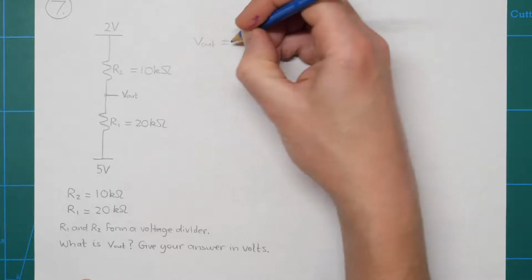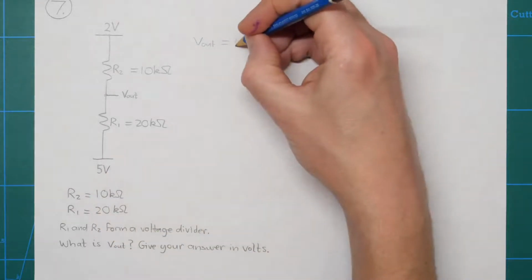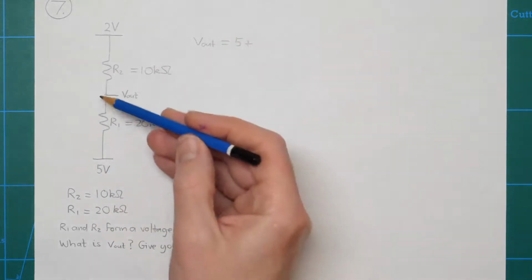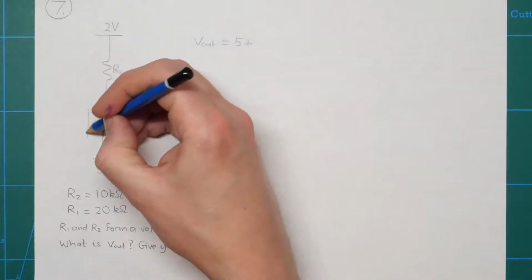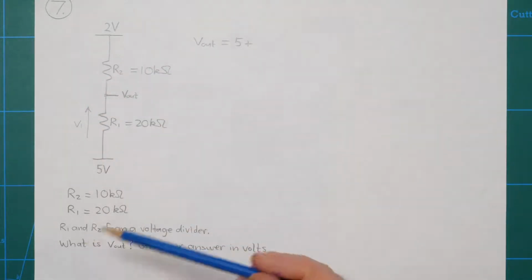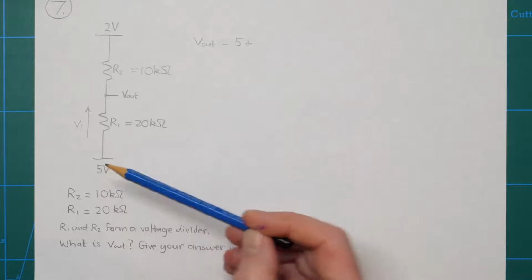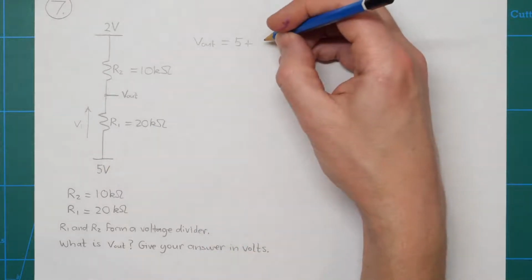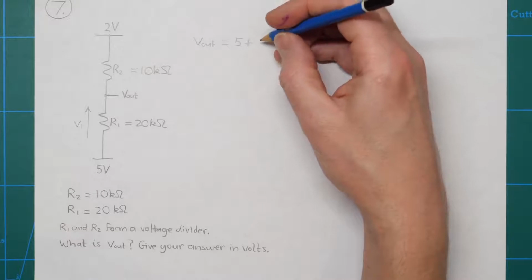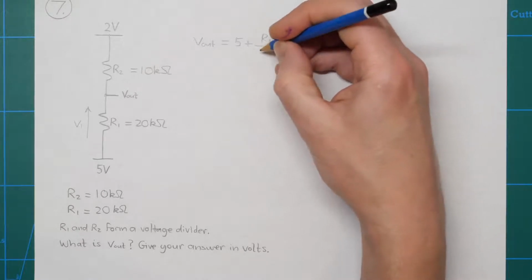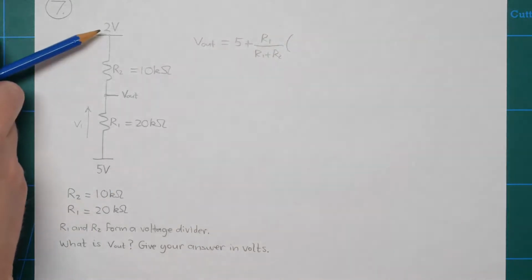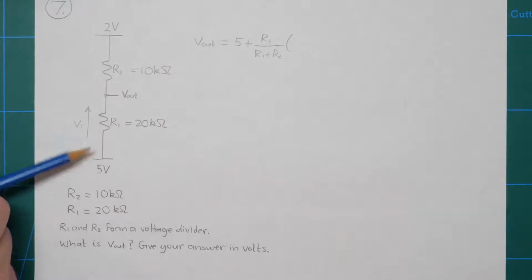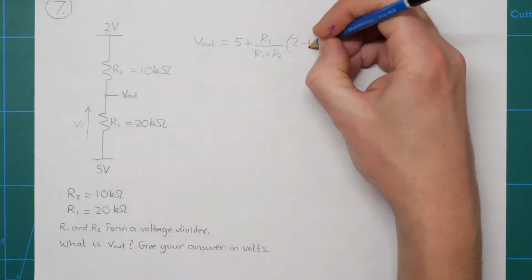So Vout is going to be equal to the voltage at the bottom node plus the voltage across R1. So let's just actually label that V1 there. So it's basically going to be Vout minus 5 volts. So what I've got here is R1 over R1 plus R2 multiplied by the voltage drop from here down to here, which is actually going to be a negative number because you can see the voltage here is actually lower than the voltage at the bottom. So 2 minus 5, which is minus 3.